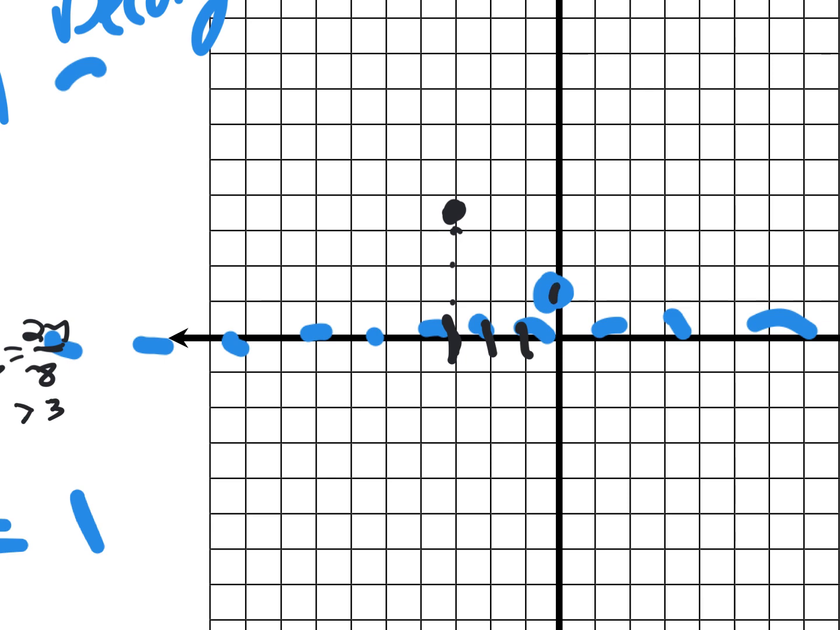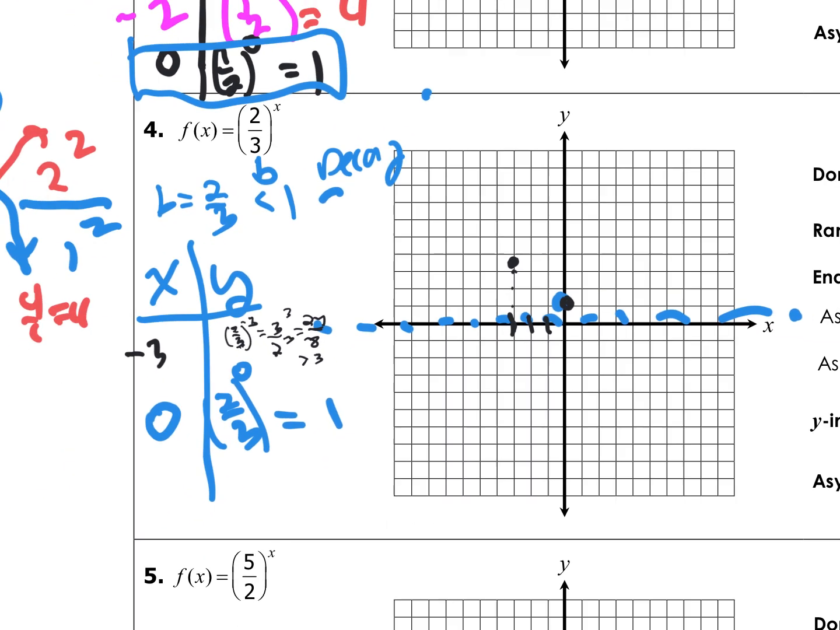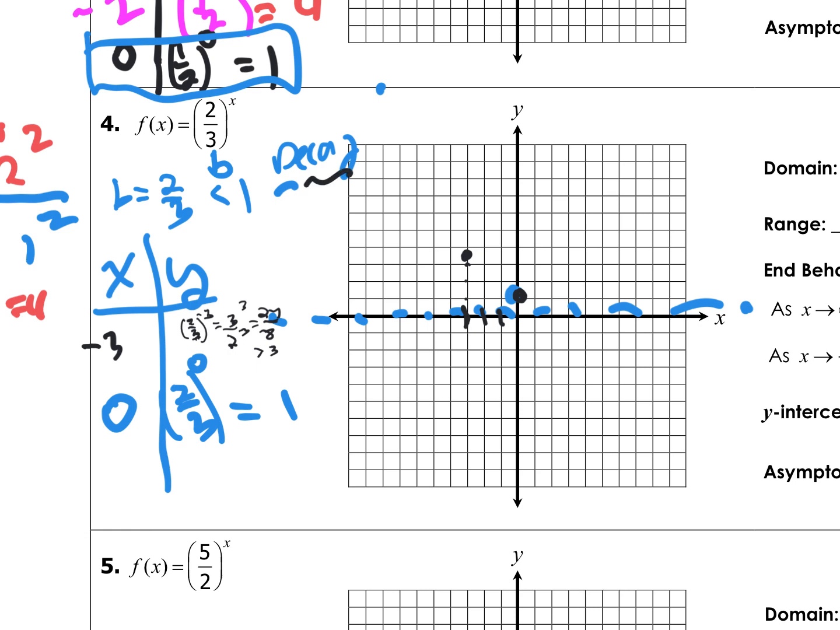And I have my 0, 1 right here. What happens to the right? Well, it's a decay. So look what's going to happen. Here it goes. Fall down. Go through that point, go through this point. Once I go through this point, aim for the asymptote and ride the asymptote forever and ever and ever, okay?